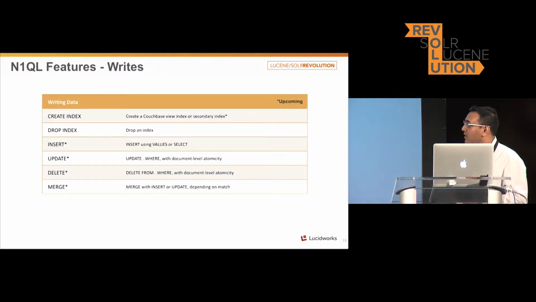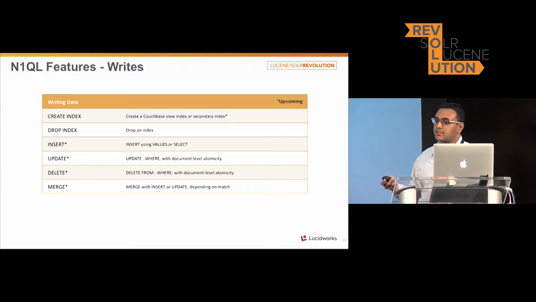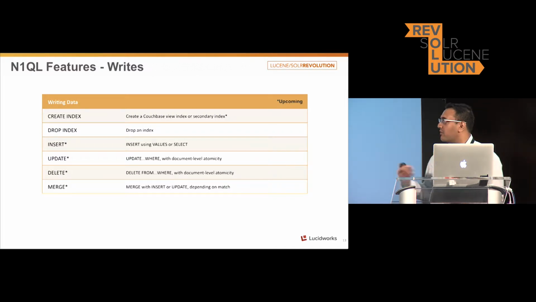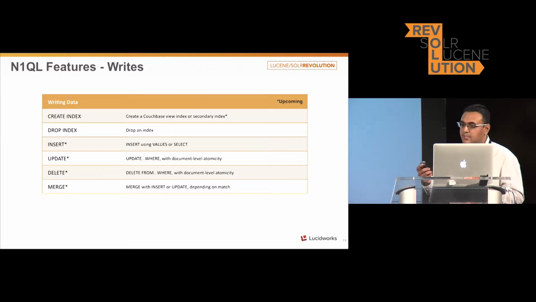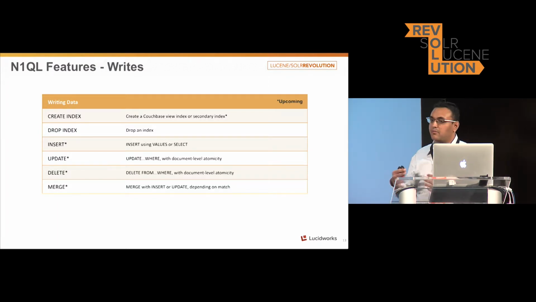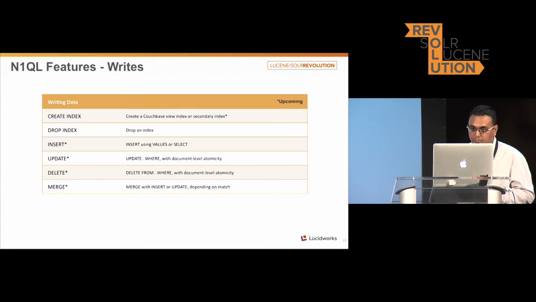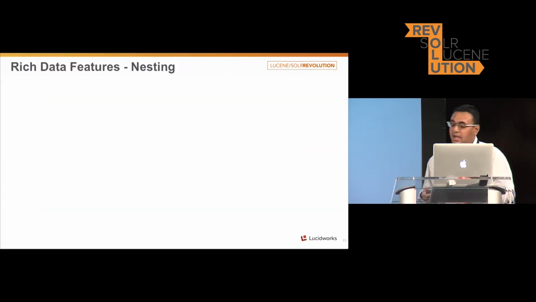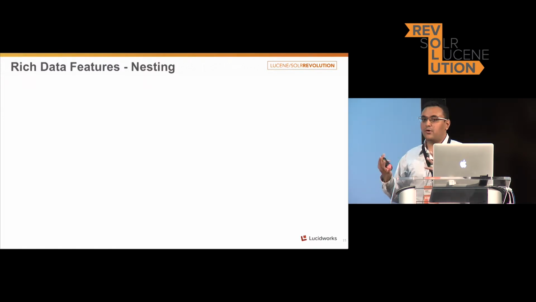Then in terms of writes, you have things like create index and drop index, where you would create these secondary indexes in Couchbase using the create index statement, as well as the drop index statement when you want to drop an index. You then also have DML operations, like insert, update, delete and merge, right? Some of these are already available with the DP3 version of nickel. Some of them are yet to come as we continue working on nickel and integrate nickel with Couchbase. Then we have expressions, which are just like SQL. You have literals, operators, scalar functions, aggregate functions, subqueries. And so that's what we all know from the SQL world.